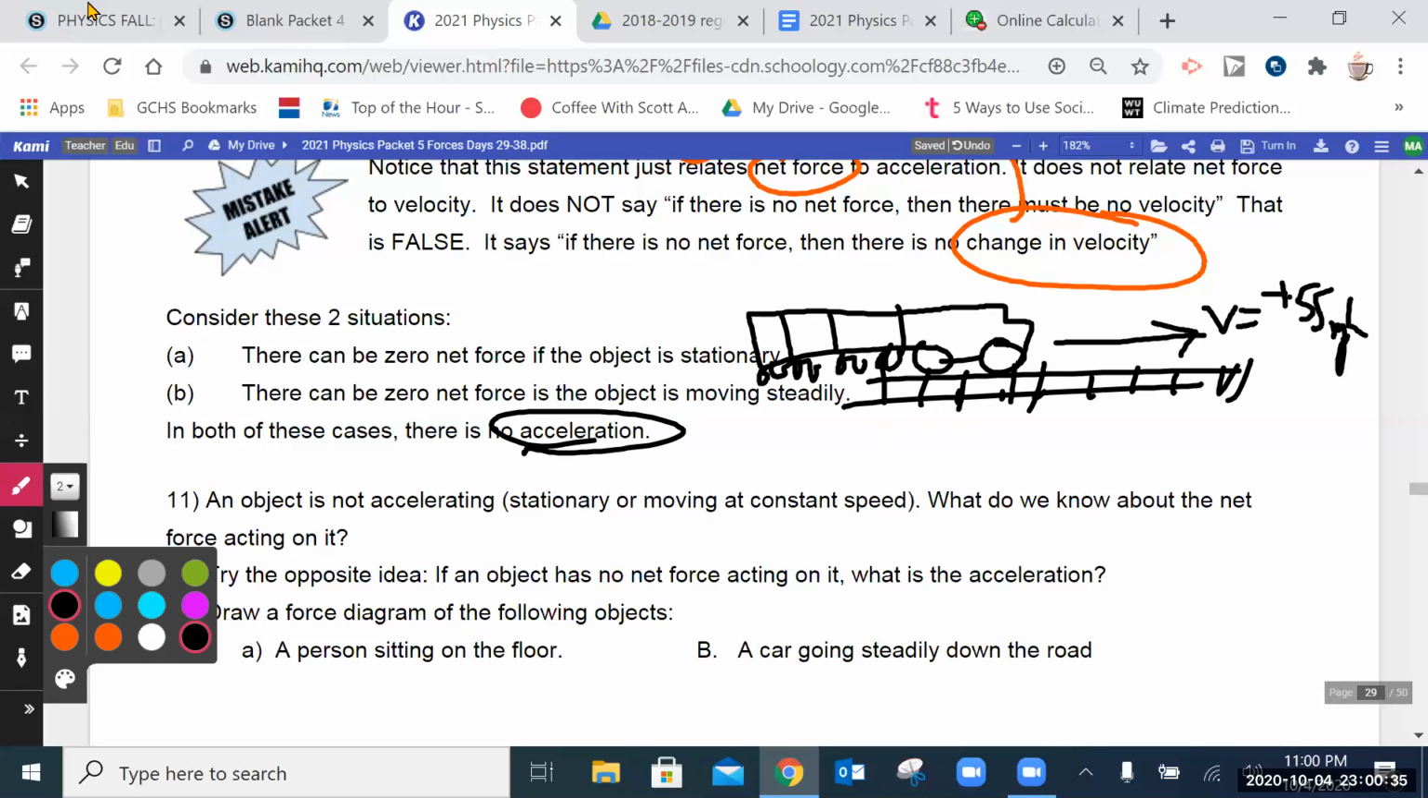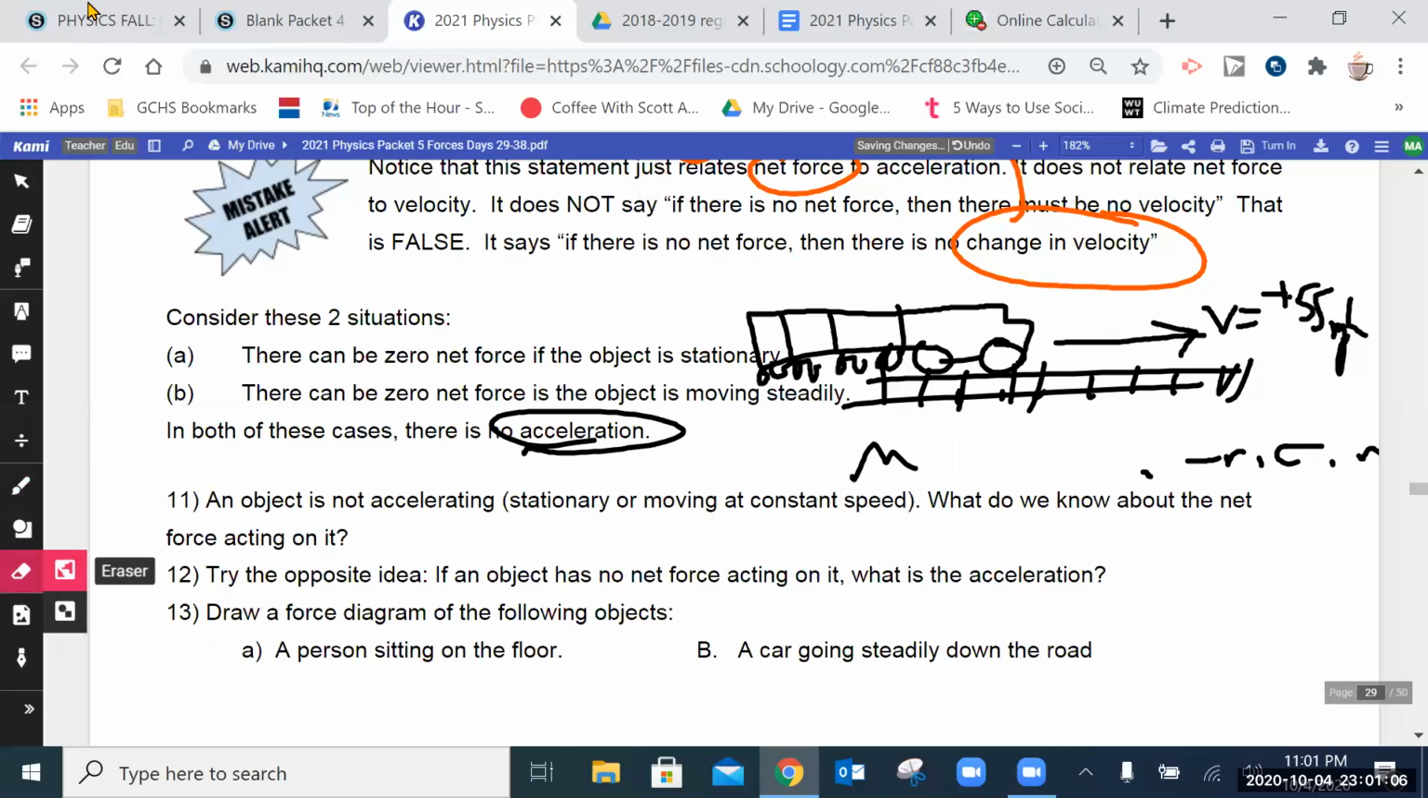But you might be thinking to yourself, hey, there's the force of the motor. The motor is pushing that way. There is also the force of friction that is going to balance it out. The force of friction and the force of the motor will be exactly equal. They will cancel out, no net force, and you will have a steady velocity of 55 miles per hour.